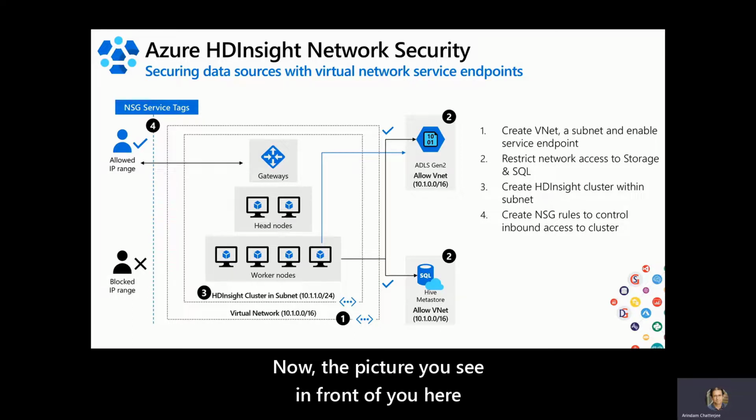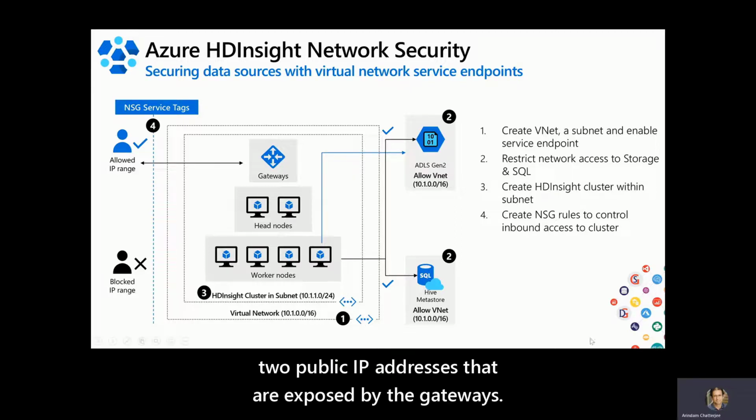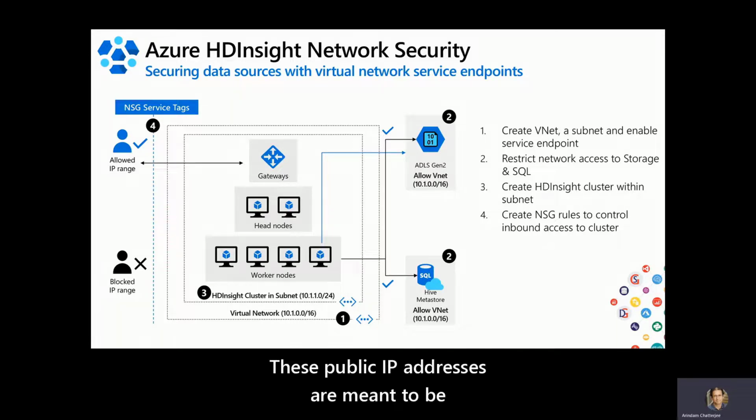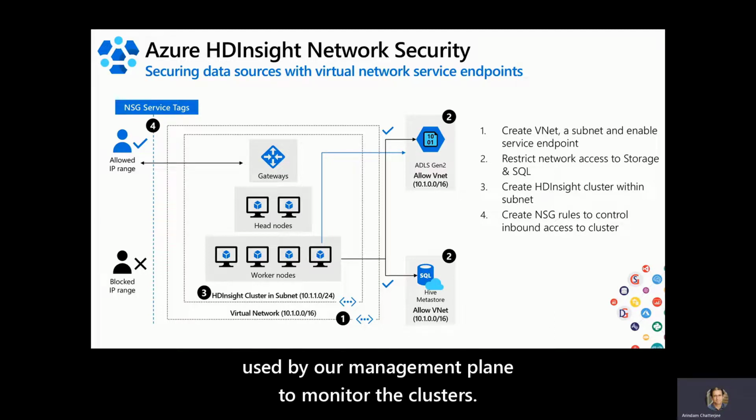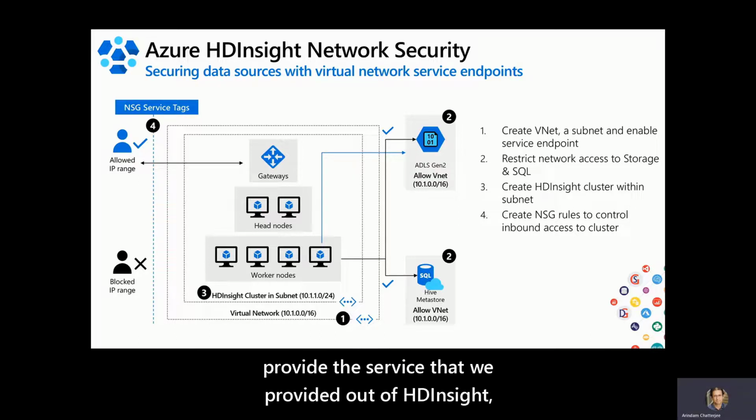Now, the picture you see in front of you here is the default setup for an HDInsight cluster. Every HDInsight cluster has two public IP addresses that are exposed by the gateways. These public IP addresses are meant to be used by our management plane to monitor the clusters. That's what allows us to provide the service that we provide as part of HDInsight, the monitoring capability, patching, and so on.